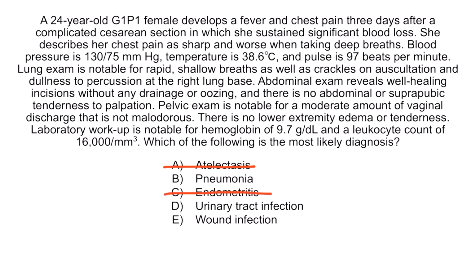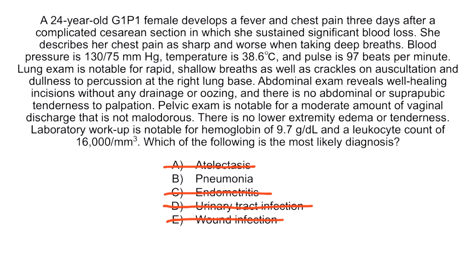Now, option C is incorrect because endometritis tends to present with lower abdominal pain and malodorous vaginal discharge. And the moderate amount of vaginal discharge described in the vignette is a normal finding, especially in this immediate postpartum period, and it's known as lochia. Now, option D is incorrect because the patient was not reporting any suggestive symptoms of UTIs. For example, there was no dysuria, and she didn't have any suprapubic tenderness on abdominal exam.